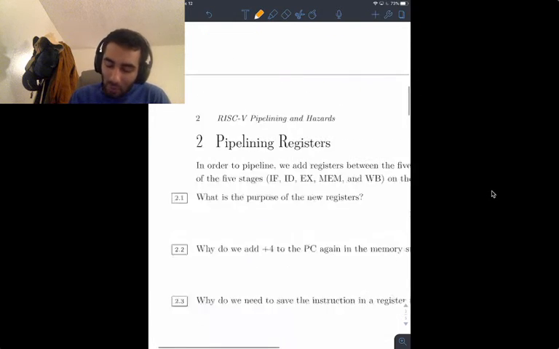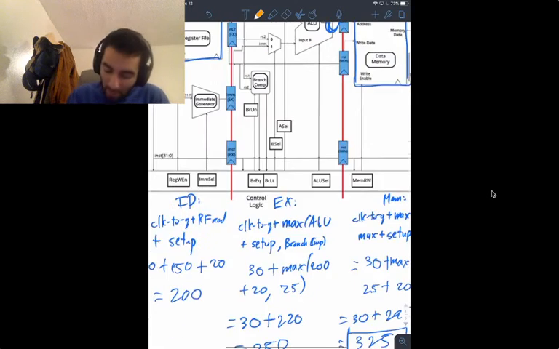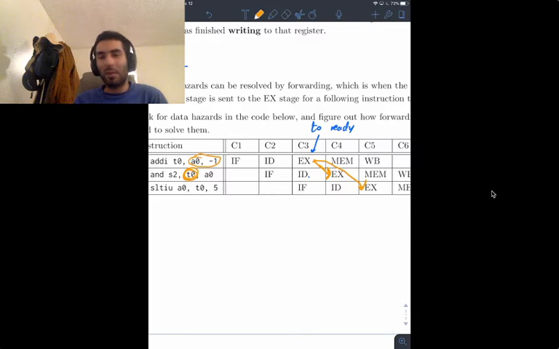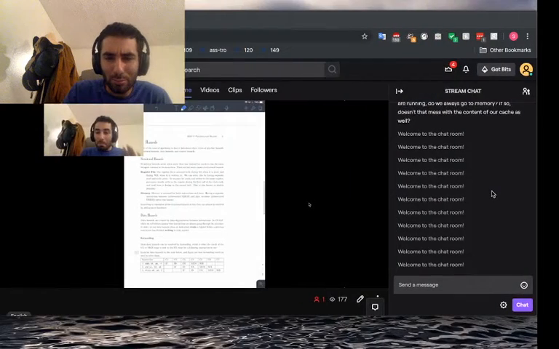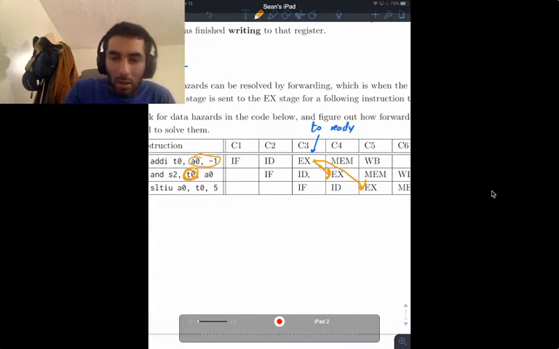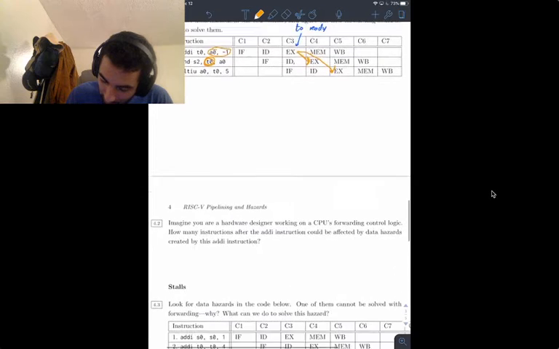Okay, override what was in RS1. Okay, so that's how you do forwarding. Is that straightforward enough? Is there a question? No? Okay. So that's how forwarding would work here.